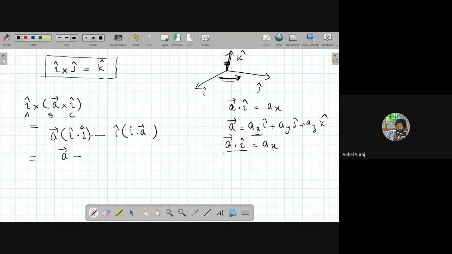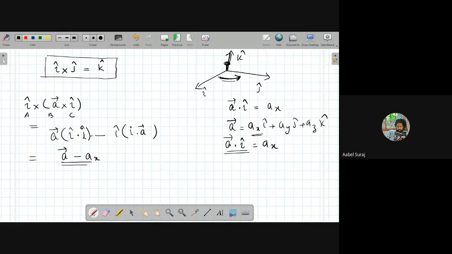So A dot I is the projection of the A vector along I cap. This is the concept of a projection operator, dot product and projection operator. If you understand the idea of a projection operator, then it is easy. It is only the component in the I direction. Because I dot J is 0 and I dot K is 0, both are 90 degrees and cos 90 is 0, so they drop out. So it will be A minus AX, right? A minus AX.